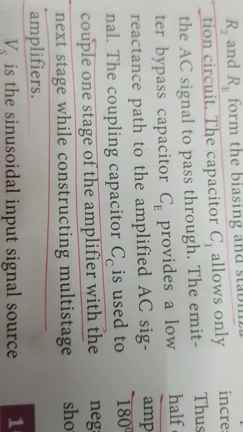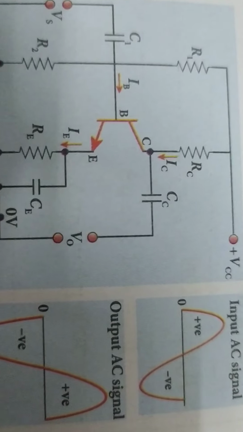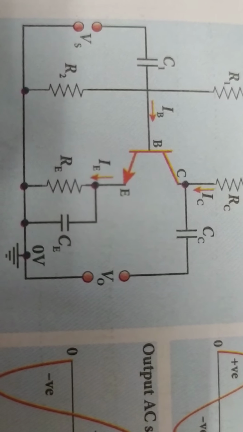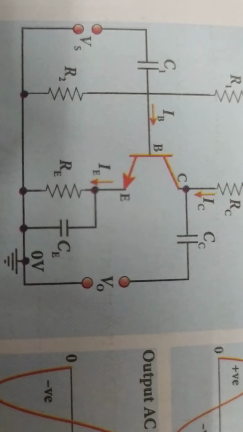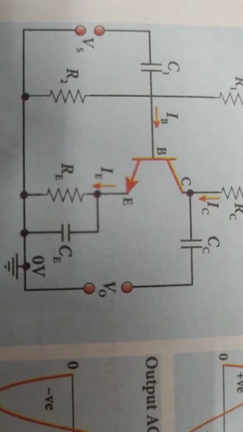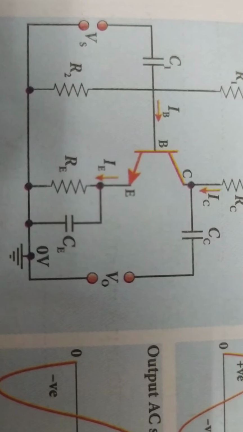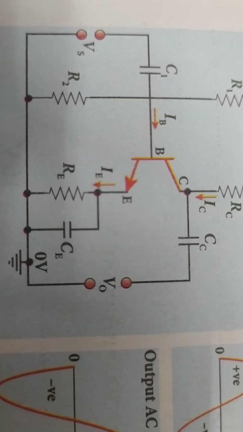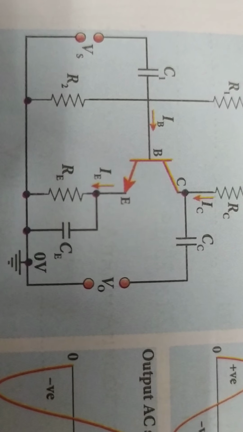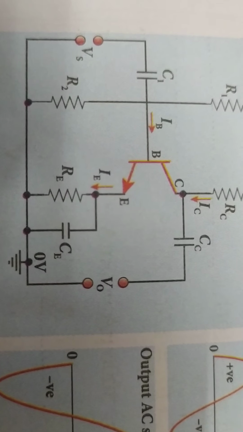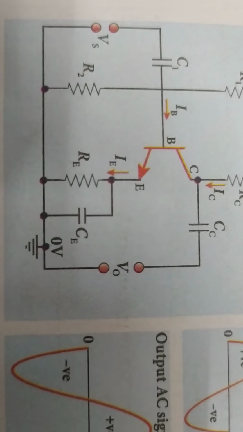And there is one coupling capacitor, and here this is the coupling capacitor, so you can connect the other stage using this coupling capacitor. So this is a single stage amplifier, you can connect any number of amplifiers using this coupling capacitor. It acts as a chain for the other stages of amplifiers. So this is for coupling between one stage and the other stage.